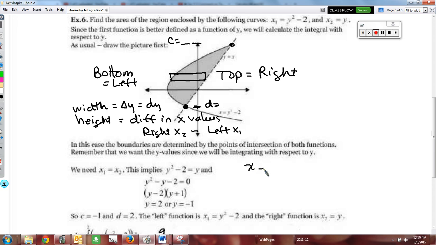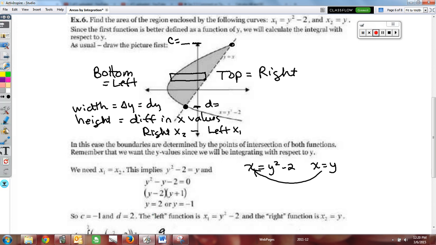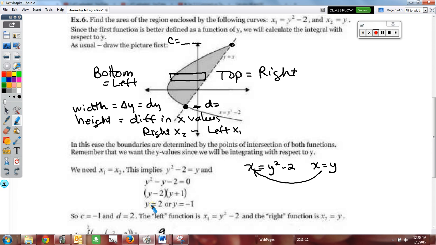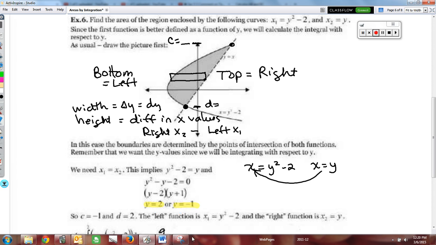Now be careful when you do your intersection. We have x equals y squared minus 2, and x equal to y. I'm basically doing a system, plugging in x equal to y over here and solving for y. Why did I solve for y? Because I remember that when I have dy, the width is dy, so my bounds are y values. So I solve and get my two y values here and here, and those are going to be my bounds.